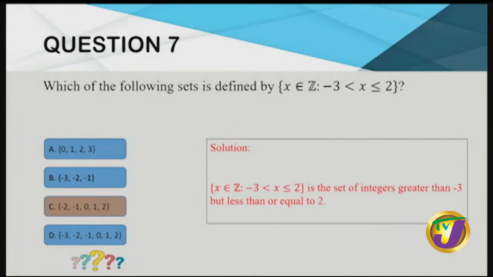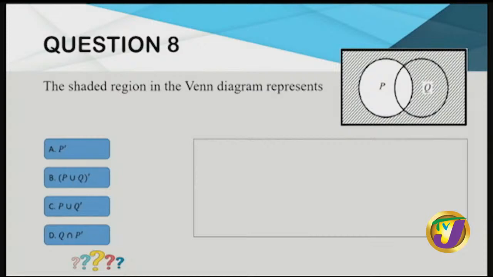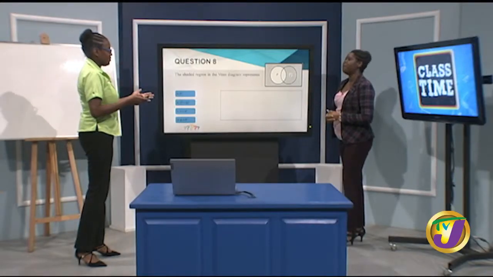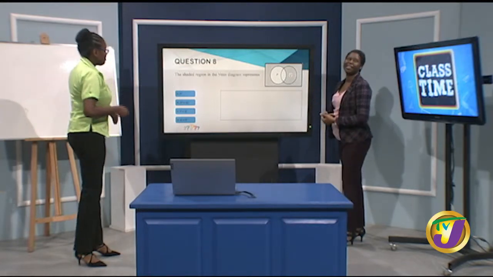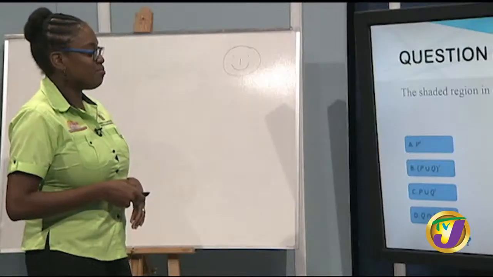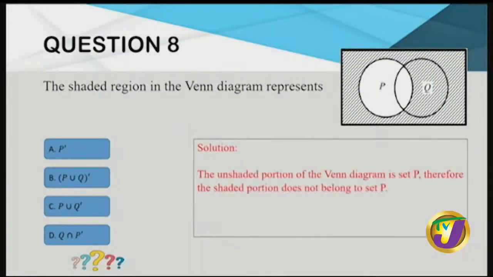And our last question, based on what we have time for. So what does the shaded portion of this Venn diagram represent? So Nikisha, P is the only thing I'm not seeing shaded. Right. And based on what we discussed earlier, complement. So anything that is not in P would be P complement. So our answer here is going to be A.